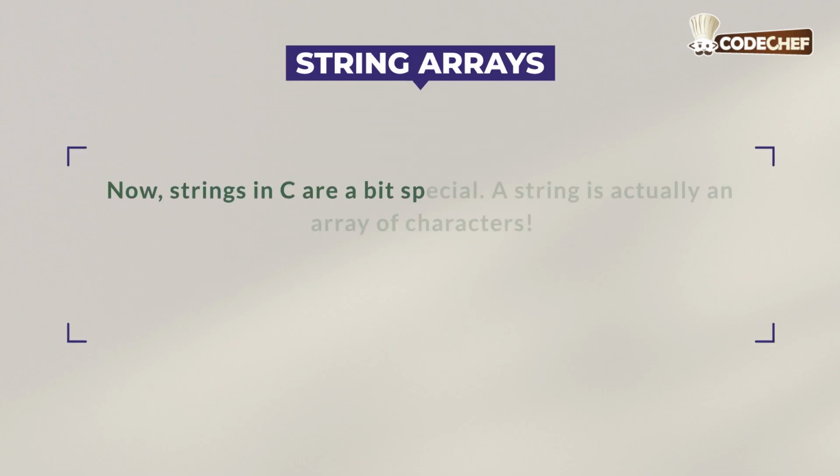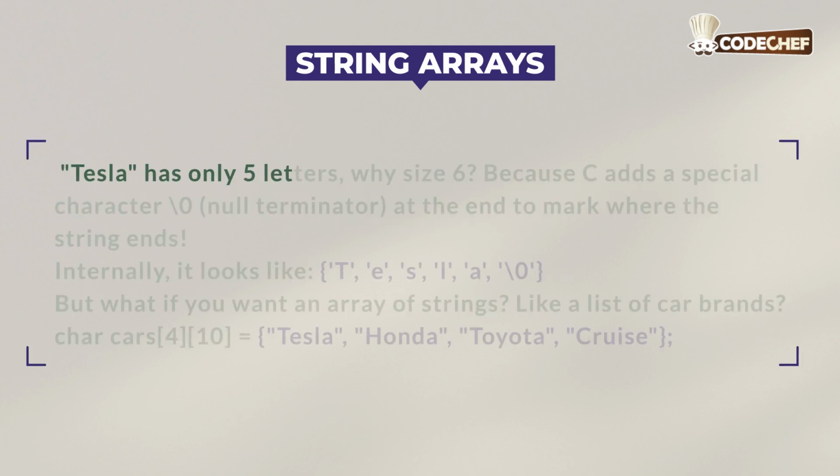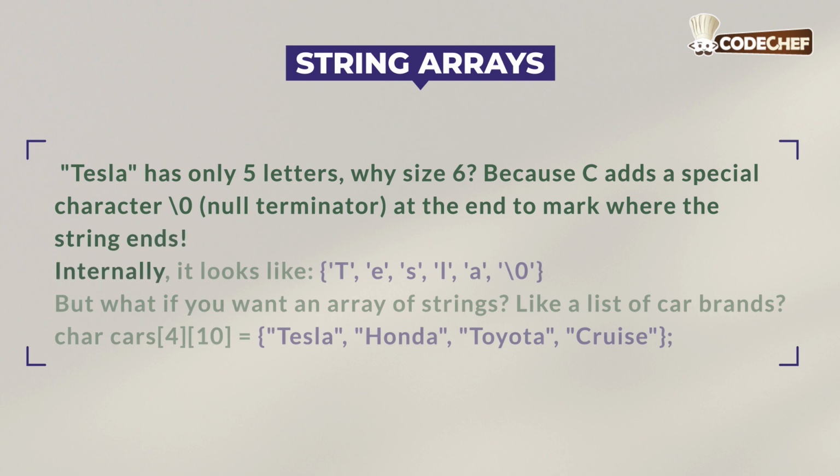String arrays. Now, strings in C are a bit special. A string is actually an array of characters. To declare a single string, char car[6] is equal to "Tesla". Tesla has only 5 letters. Then why is the size 6? Because C adds a special character, the null terminator, at the end to mark where the string ends. So internally it looks like T, E, S, L, A, null terminator.